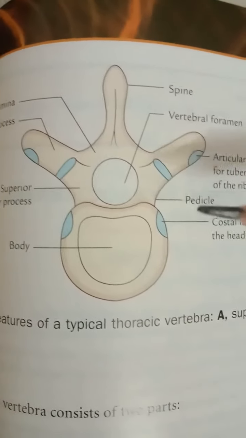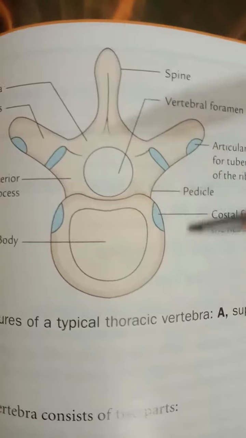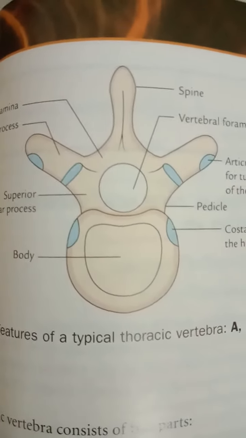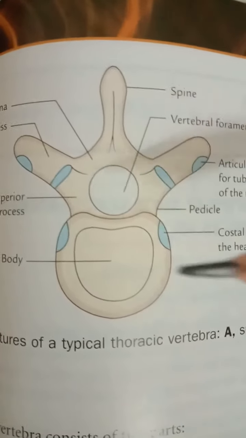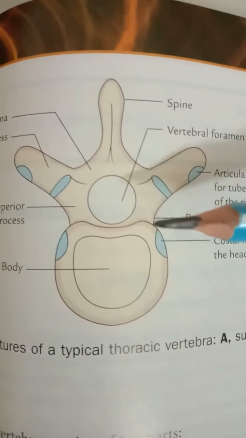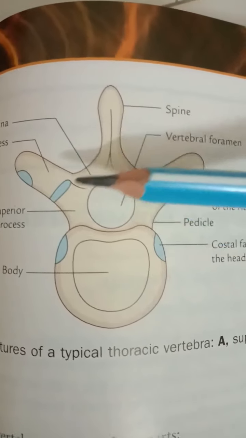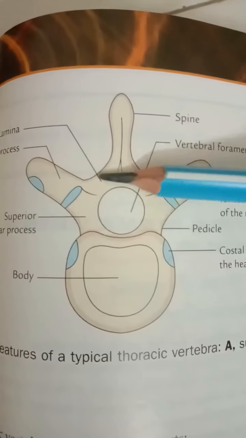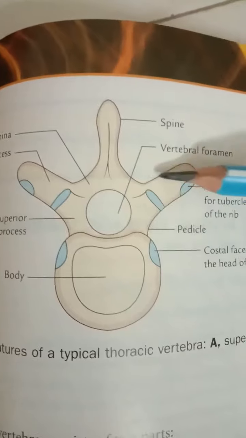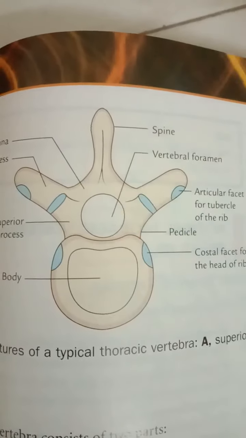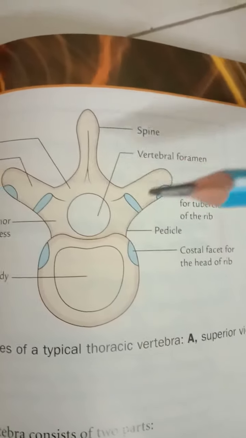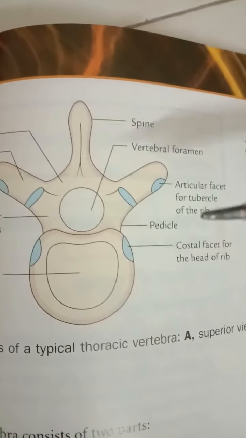So ossification of the typical thoracic vertebra occurs by 3 primary centers and 5 secondary centers. Primary centers: one for the centrum, so this one, and 2 for each half of the neural arch. So this one, this one, and one here for the centrum. In this way, three primary centers appear, and it occurs at the 8th or 9th month of fetal life.